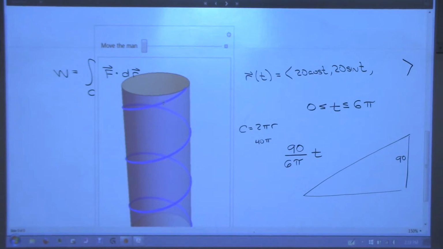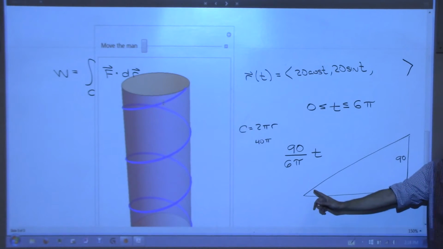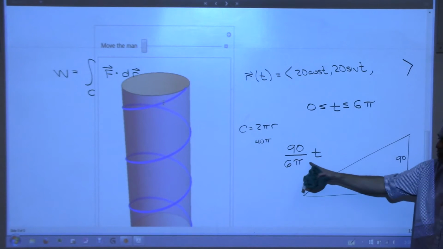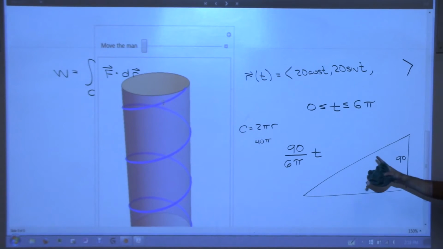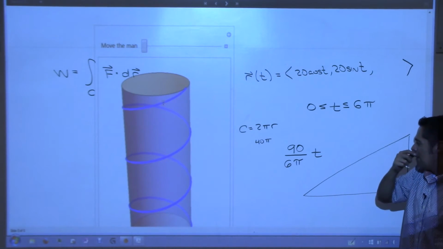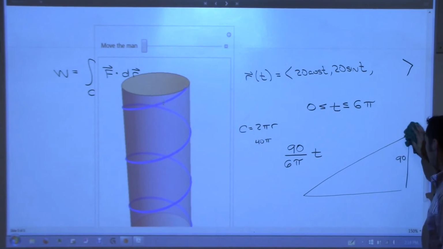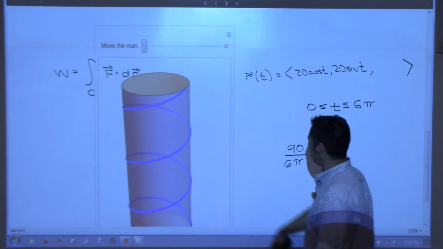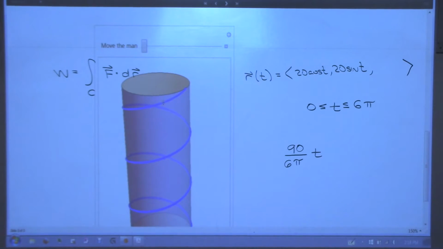Because you would need the actual arc length to get this distance. So let's not mess with that. That'll get uglier than it needs to be. I think just looking at this, most people can see the relationship. You need it to be linear because you're assuming the stairs are going up at the same rate the whole time, right? And you need it to be 90 at 6 pi and 0 at 0. So that'll work. All right, so far, is that all right?